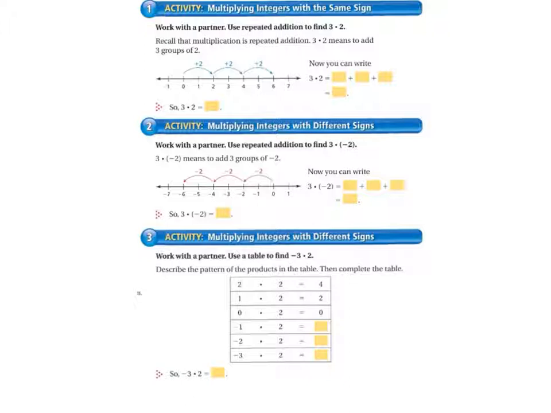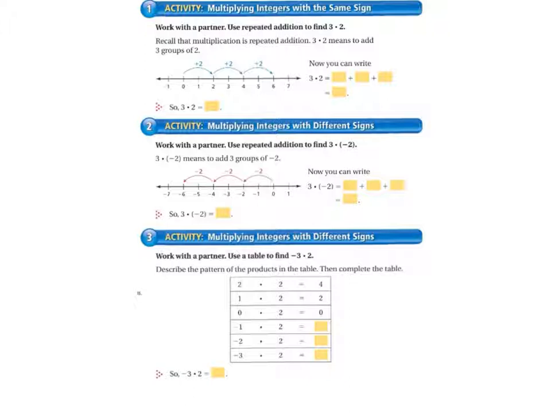Today we'll be starting on page 15 in your record and practice journal. Mine looks a little bit different because it's from the textbook, but it's exactly the same. It's just in color. So let's start with activity 1, multiplying integers with the same sign. It says work with a partner. Use repeated addition to find 3 times 2. So that's a 3 times a positive 2.